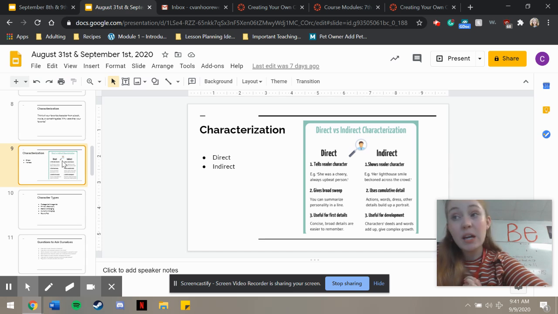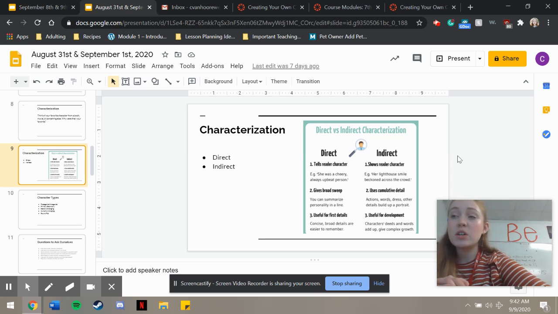So there are two main ways that you can describe or develop your characters when you are writing about them in a story. Example number one would be direct characterization. It's where you tell the reader specifically about what your character is like. So if you have a happy, upbeat character, you could say something like in this example here, she was a cheery, always upbeat person. You specifically told us what the character is like, their personality, and how they act.